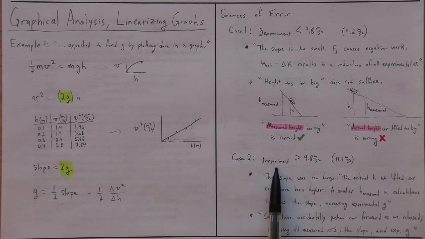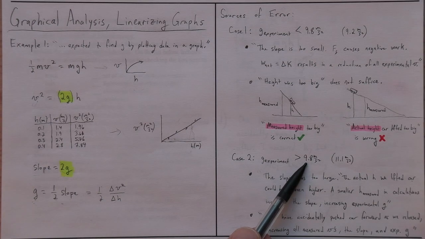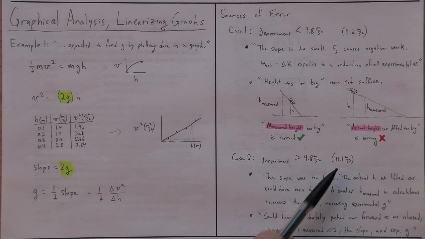Another case: g experiment is greater than 9.8. This happened to you a number of times in experiments, where instead of 9.8, some people got 11. So you can't say force of friction, right? Another thing people say is, "Oh, the bearings were greased up, so the friction was reduced and we had more than 9.8." No, with no friction, you would get 9.8. How do we get more?